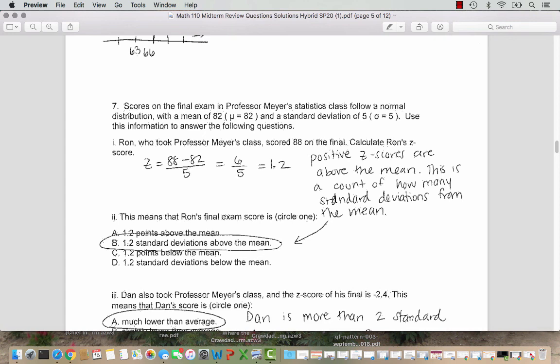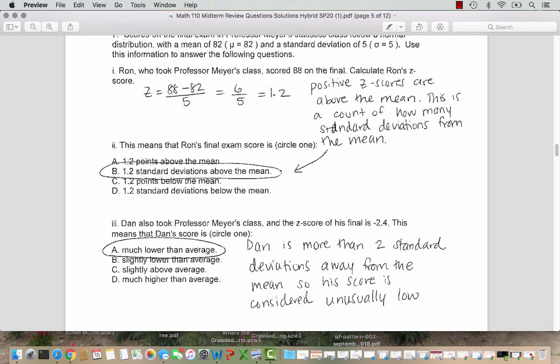And then the next question is a multiple choice asking us just to explain, what does this mean about Ron's final exam score? So just what we said, we're going to circle choice B. Ron's final exam is 1.2 standard deviations above the mean.